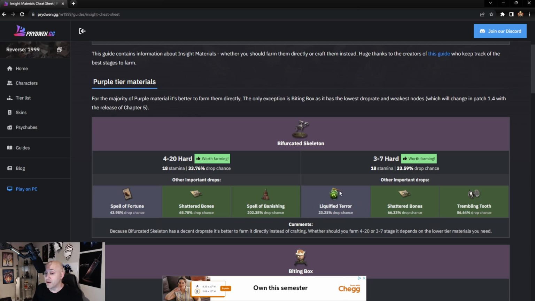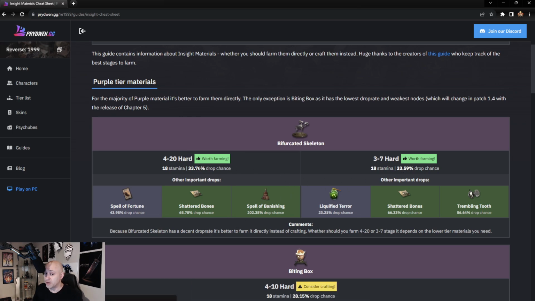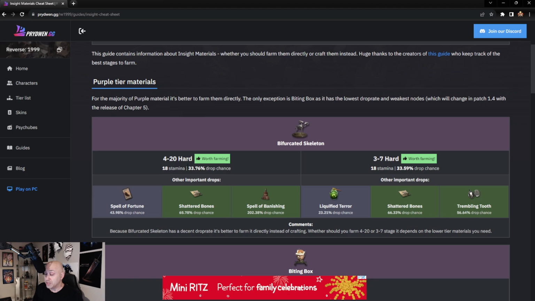And the Liquid Terrifier here drops only at 23% for the blue item. So there's a pretty big difference in drop rate, but also the difficulty level is pretty high, right? Now, if you've completed 4-20 hard, you're good to go, right? For those who have not, obviously you want to farm 3-7. You can also get Shattered Bones pretty much at the same rate. This is actually a little higher. And then Spell of Banishing is 202%, while Trembling Tooth is only 56%. So depending on what materials you need, either stage is pretty much the same for this, but the alternative items you may want to farm depending on that, right?